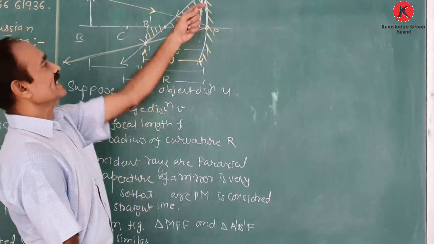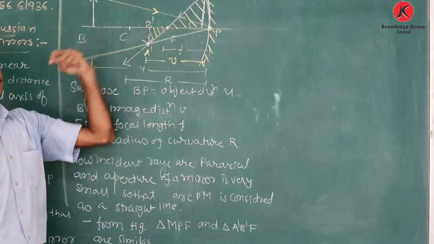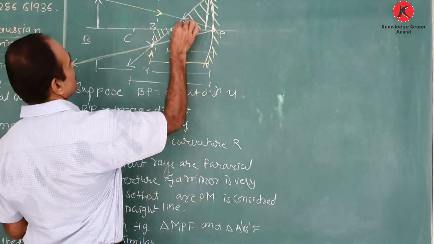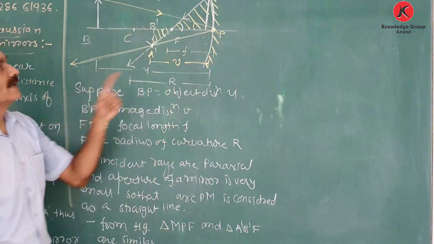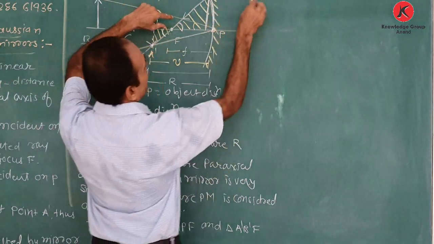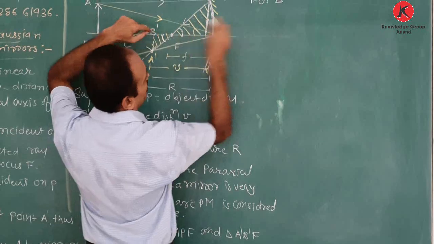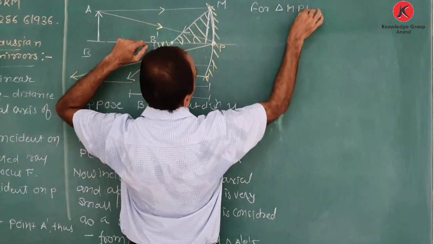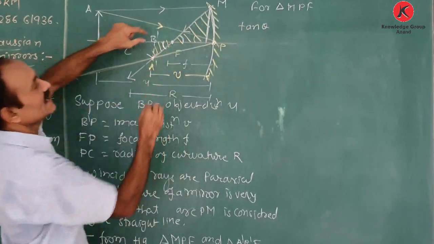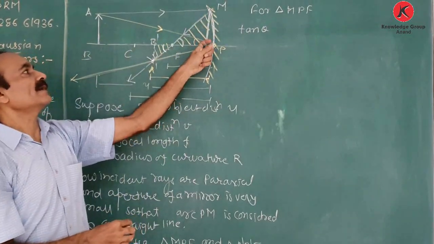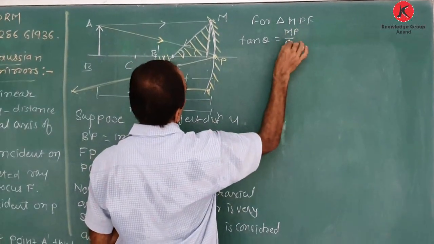Okay, now by considering triangles MPF and A'B'F, which are similar, therefore this angle and this angle are both equal. First, we consider triangle MPF. We take the tangent of this angle: tan theta is equal to MP upon PF.